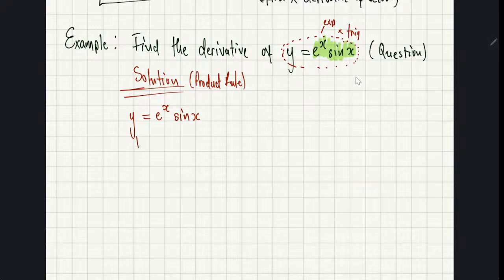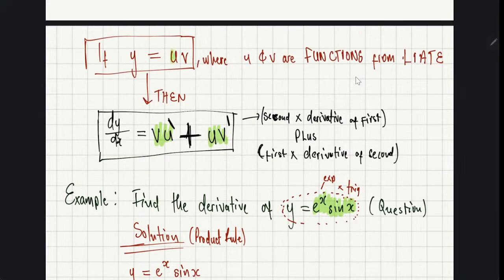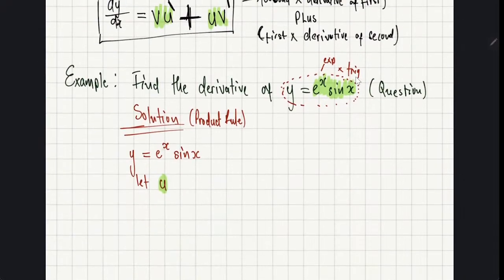Now you say let u, which is the first function, u represents the first function. We had u, then v. So the first function, which is u here, is e to the x. So you say, let u be equal to e to the x, then v be equal to sine x, the second function. V is the second function, which is sine x.